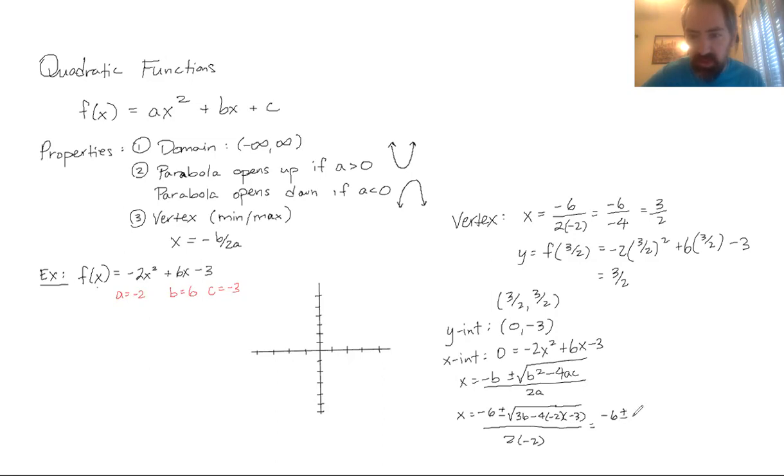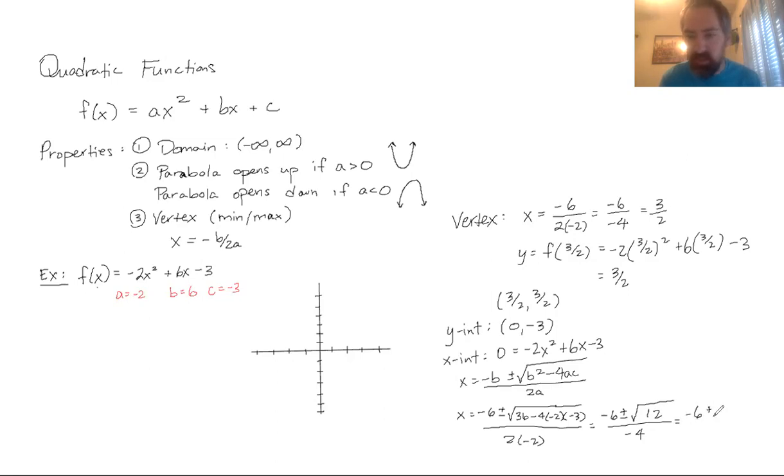Okay, so if I simplify, let's simplify first inside the square root. -4 times -2 times -3 is a -24. 36 minus 24 is 12. That's divided by a -4. All right, so now the square root of 12, simplify that. Don't get a decimal approximation. I want an exact number.